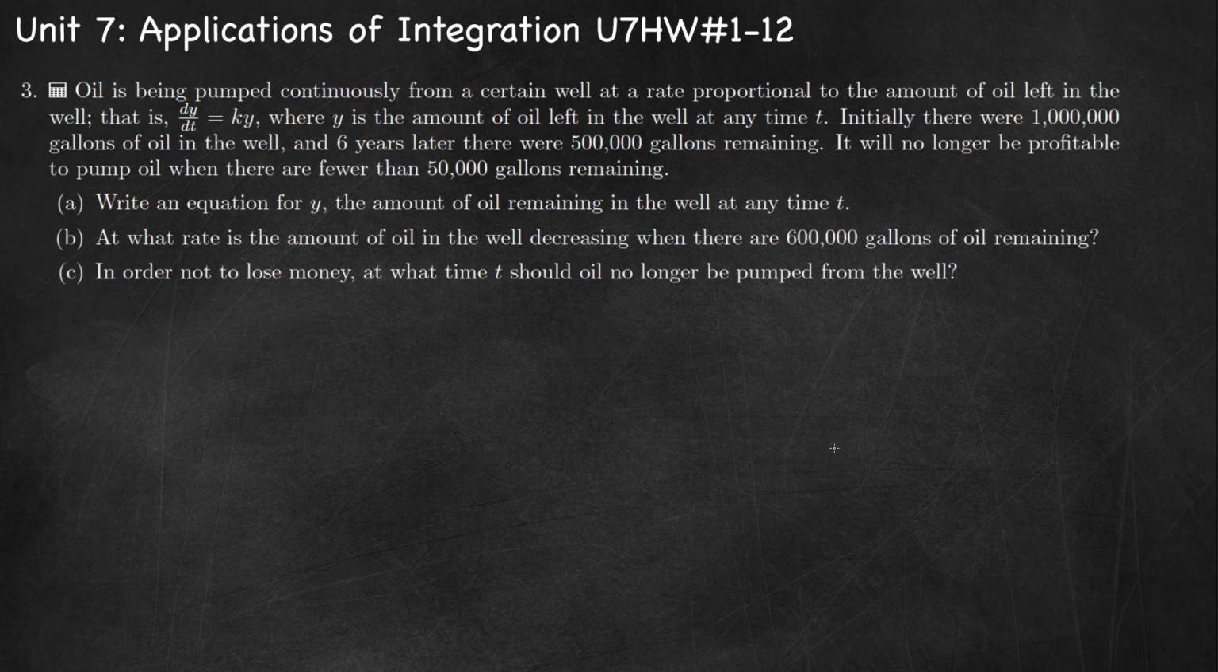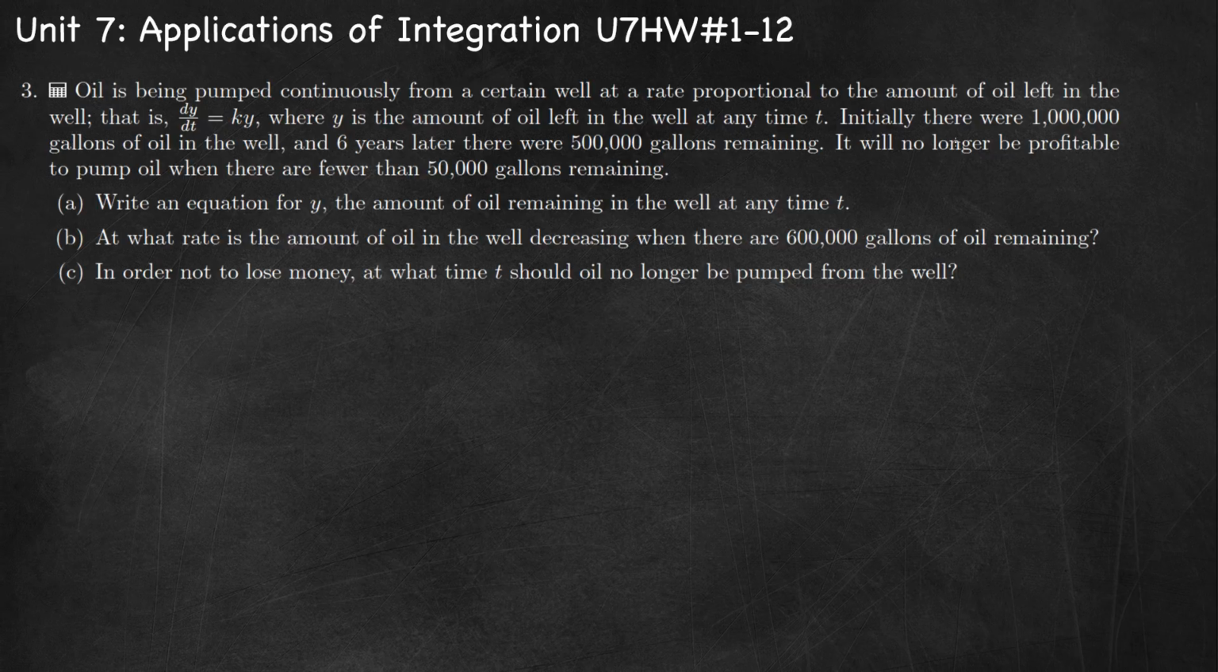Number 3, oil is being pumped continuously from a certain well at a rate proportional to the amount of oil left in the well. In other words, dy dt equals k times y. When you see proportional to, we know that we're multiplying by a constant. In this case, we're calling that constant k. So we have a differential equation, dy dt equals ky. Y is the amount of oil left in the well at any time t.